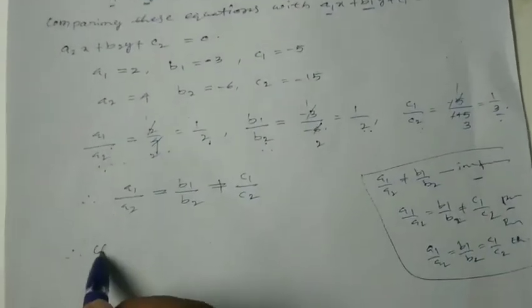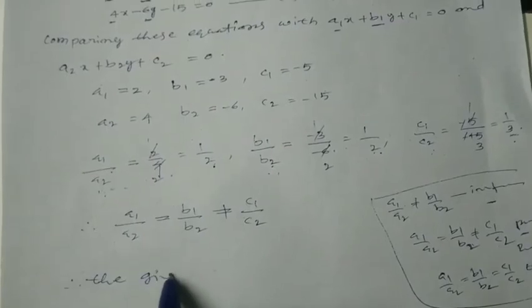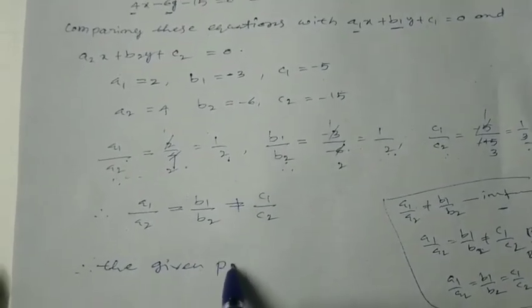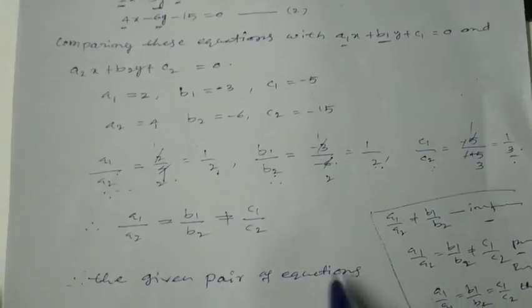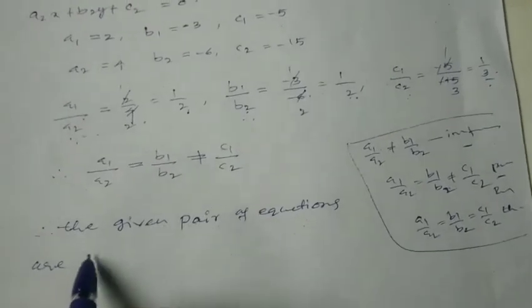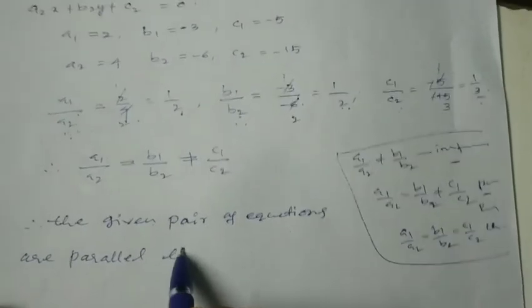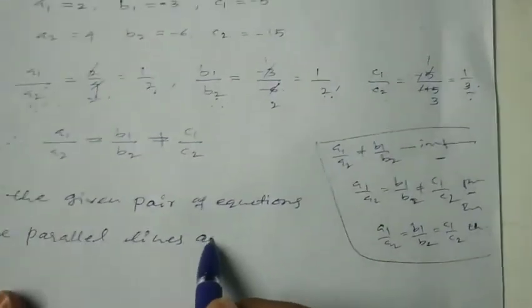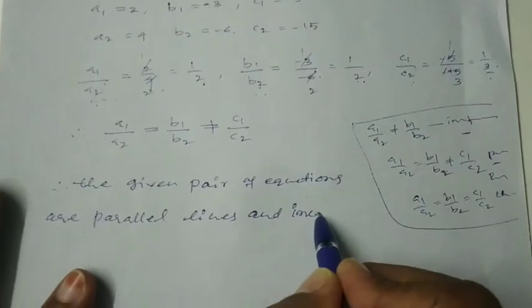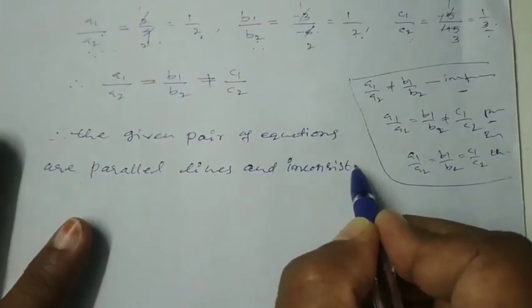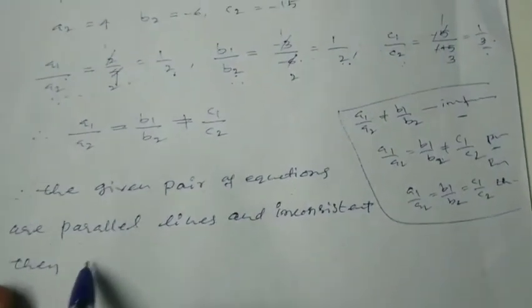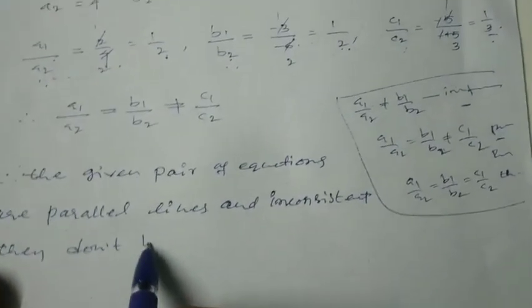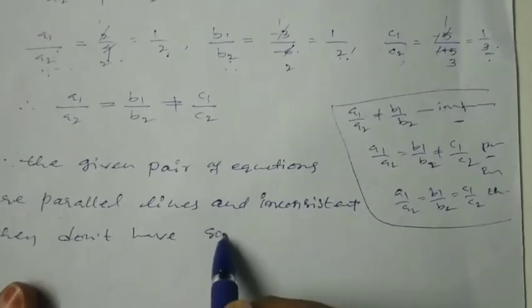Okay, the given pair of equations are parallel lines and inconsistent. They don't have a solution.